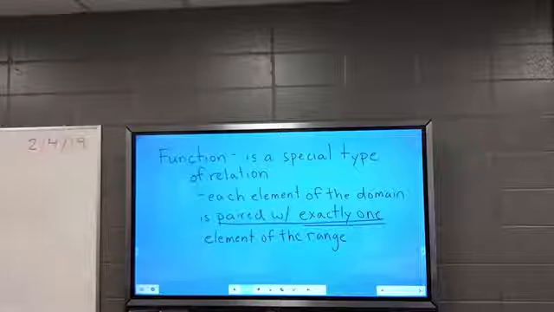Is every function a relation? Yes. Every function is a relation because it's what kind of relation? Special. Okay, it's a special type of relation.